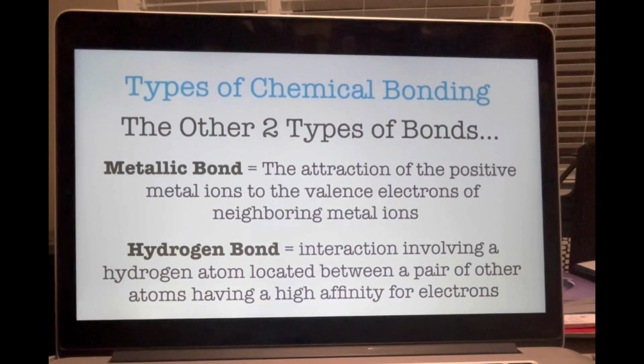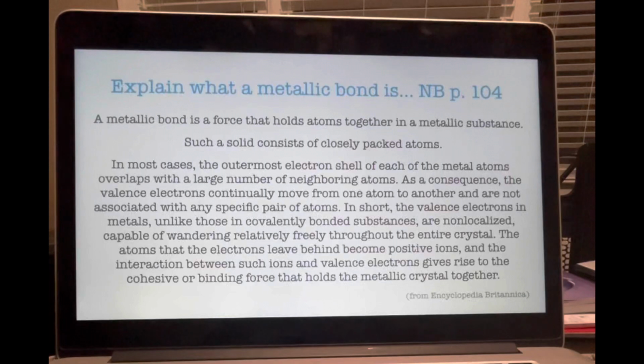And again, hopefully you remember malleable means they can bend without breaking. Okay. So I wanted to further explain that, and I found a great answer on Encyclopedia Britannica. Explain what a metallic bond is. A metallic bond is a force that holds atoms together in a metallic substance. Such a solid consists of closely packed atoms.